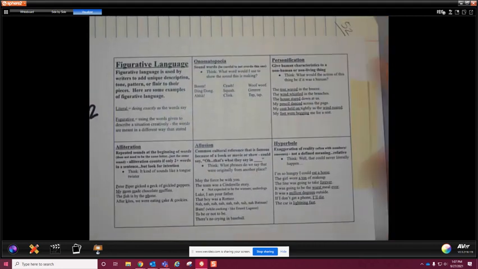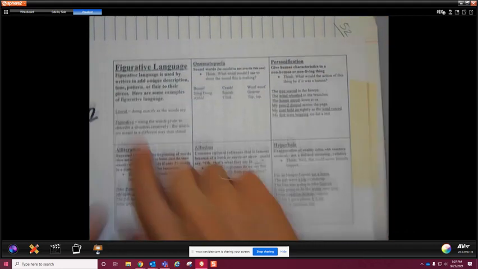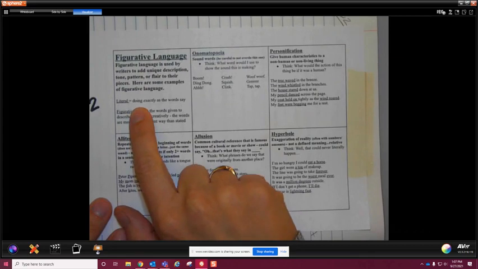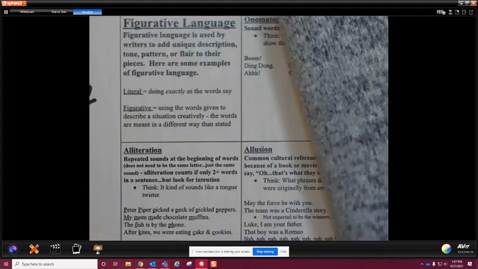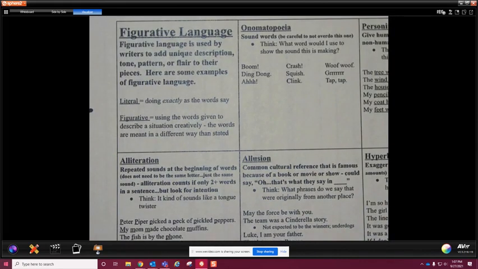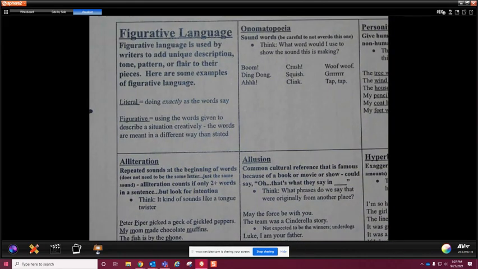So in your resource notebook, and I'm just going to show you here. If you have it, great. If you don't have it, that's okay. You can just look at my screen for a little bit. So figurative language is this right here. So literal is doing exactly what the words say, or figurative is using the words given to describe a situation creatively. Okay, so the words are meant in a different way than stated.